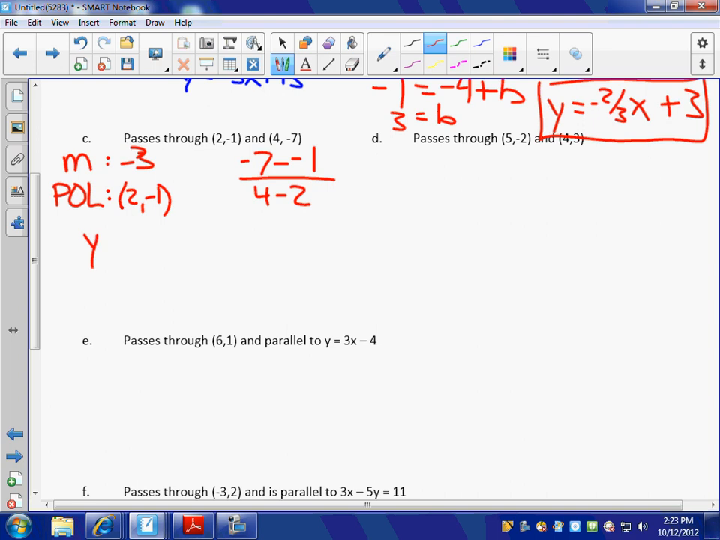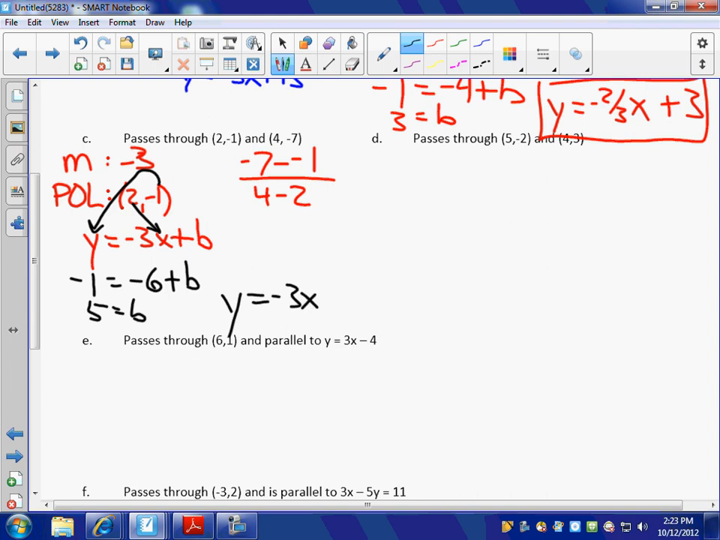So now I go to work. Y equals negative 3x plus b. I don't know what b is. I have to solve for it. So I will take my y value and plug it in here. I'll take my x value and plug it in there. Negative 1 equals negative 3 times 2 is negative 6 plus b. So 5 is equal to b. Equation for my line, y equals negative 3x plus 5.